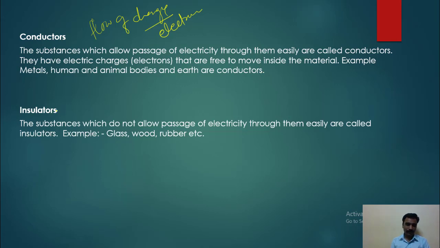Now insulators. An insulator is a substance which does not have excess electrons. Because of that, they do not allow the flow of charge through them easily, such as glass, wood, rubber, etc. The substances which do not allow electricity to pass through them easily are called insulators. Another kind is in between these two, called semiconductors, which we are going to see at the end of the syllabus. That's the 14th topic.